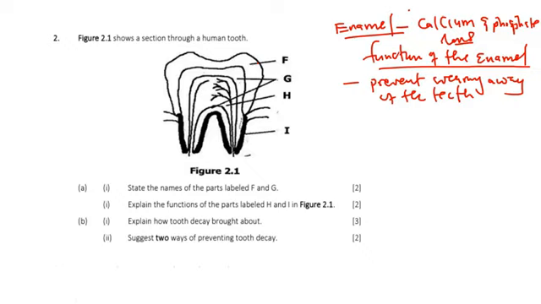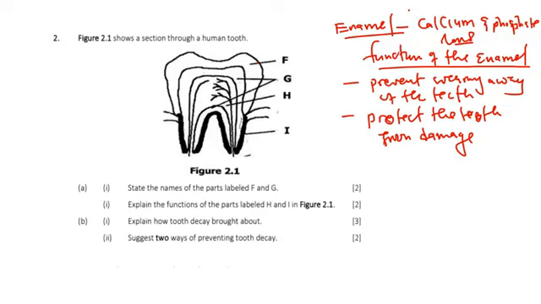The other function is to protect the teeth from damage. So simply protect the tooth from damage. It is also used for biting, crushing and grinding or cutting, depending on the surface, because the different types of teeth that we are going to look at have different structure on top, or the enamel part is different in structure.